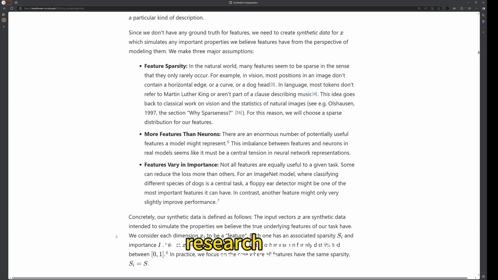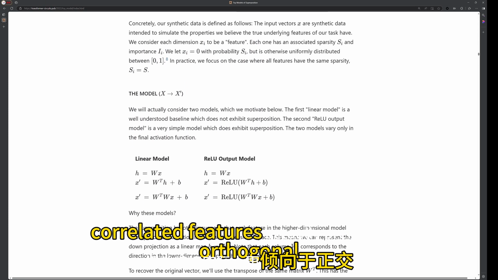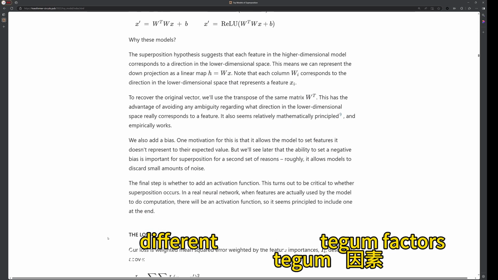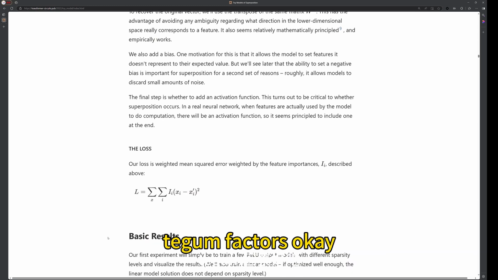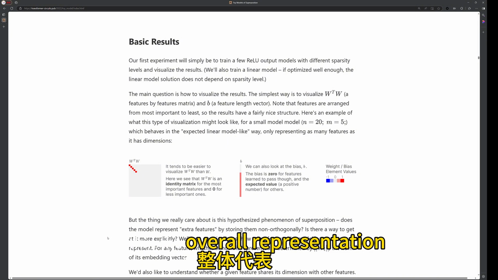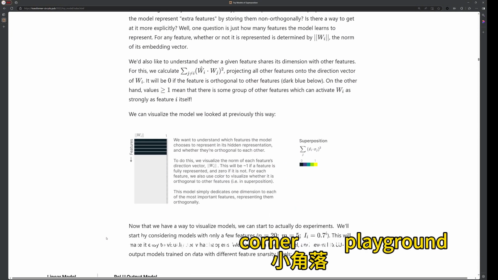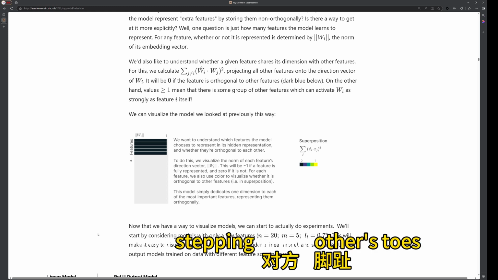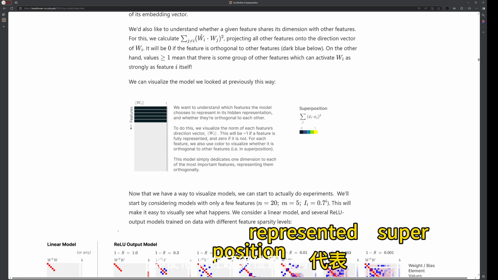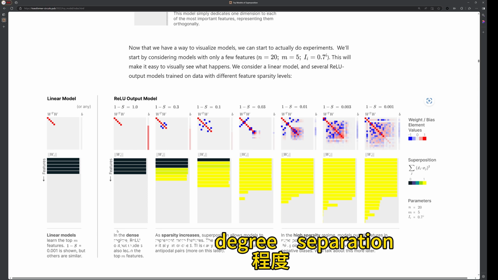So the research found that correlated features actually prefer to be orthogonal to each other in superposition. They occupy different, what they call Tegum factors, which are like distinct subspaces within the overall representation. So they get their own little corner. It's like giving them their own little corner of the playground. So they're not stepping on each other's toes. Exactly. So even though they're being represented in superposition, they maintain a degree of separation.